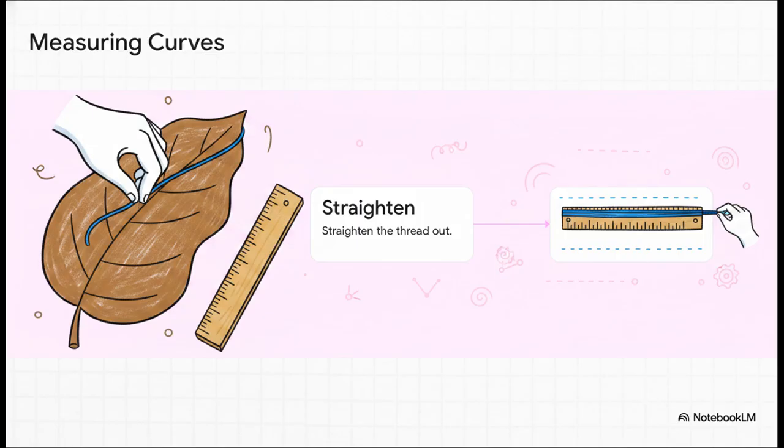Enter the humble piece of thread. Step 1. Carefully lay the thread perfectly along the curve of the object. Step 2. Pinch your start and end points and pull the thread tight so it's perfectly straight. Step 3. Just measure that straight thread against your rigid ruler. It's basically a life hack for getting the exact measurement of a curve without any fancy gear.